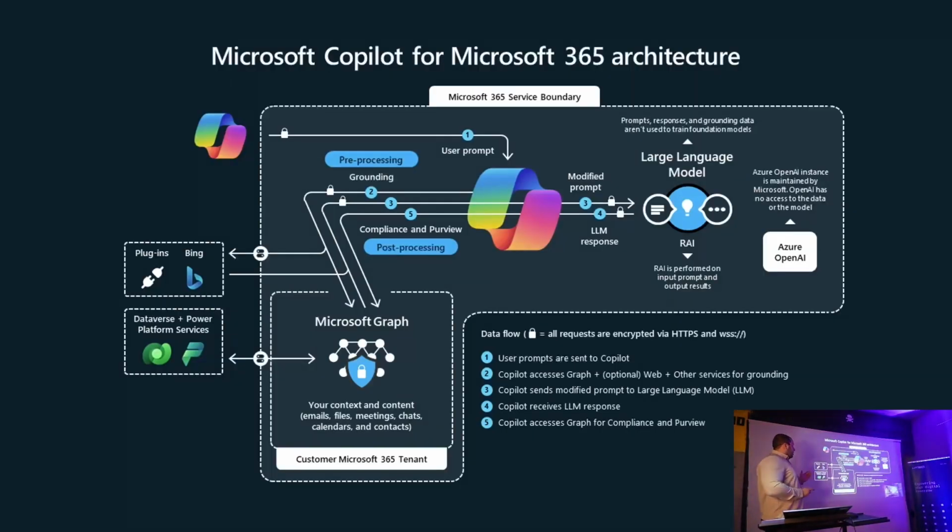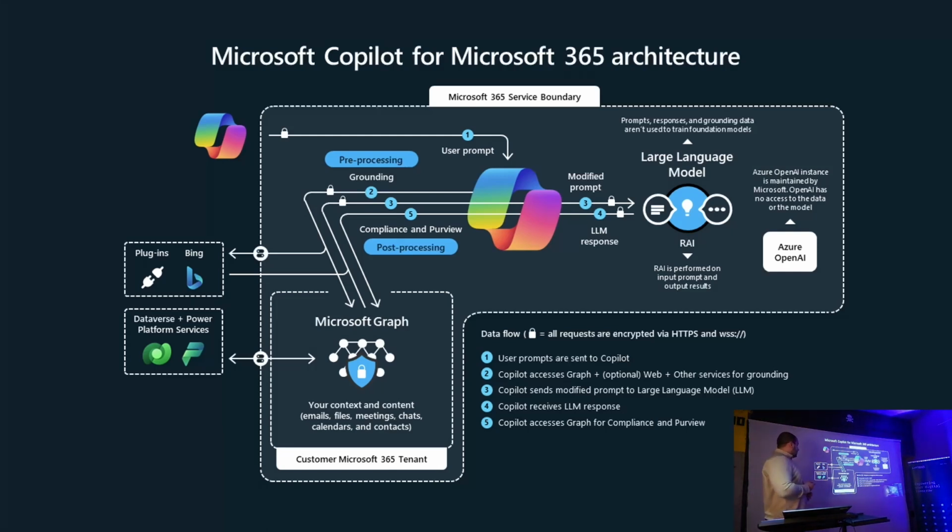So let's see. On this slide here, I have a Microsoft Copilot for Microsoft 365 architecture. And what we can note from the start is this is not your standard application architecture that you're used to building. So let's analyze the steps that are happening behind the scenes, and let's see what we need to actually pay attention to when building these types of applications.